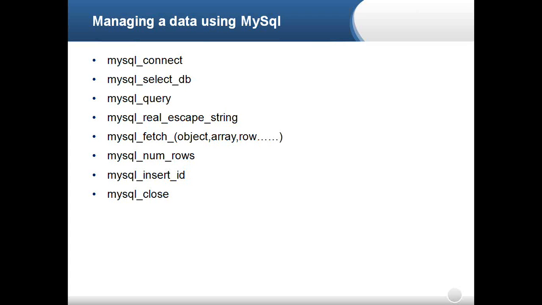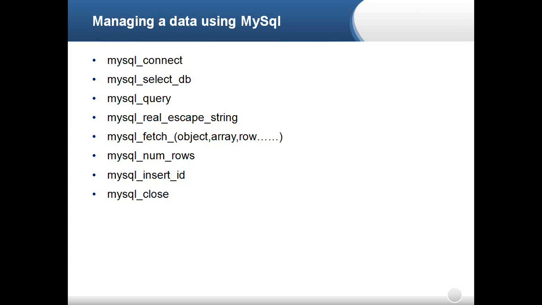mysql_fetch has other functions like mysql_fetch_object, mysql_fetch_array, mysql_fetch_row, etc. So this is basically a way of retrieving data from your tables or your result sets. So we'll see how to use that.